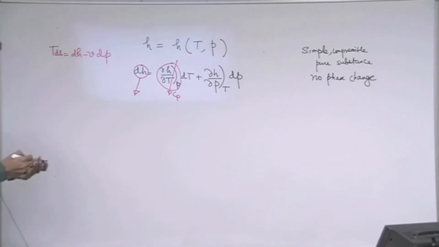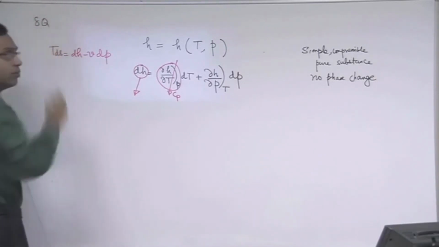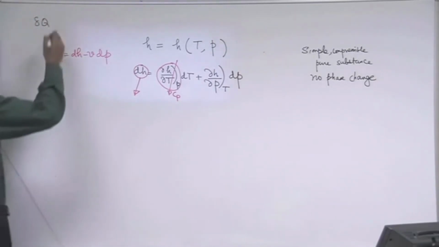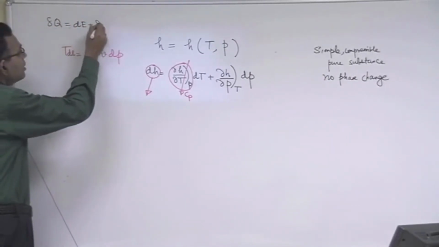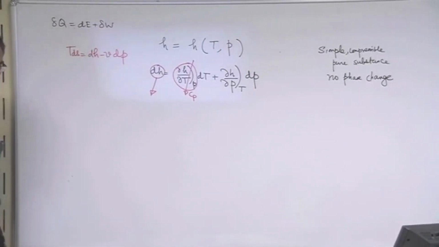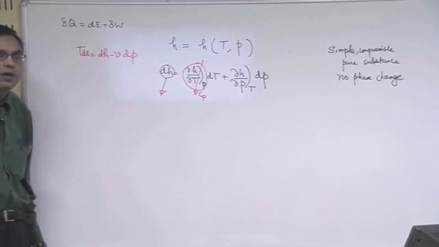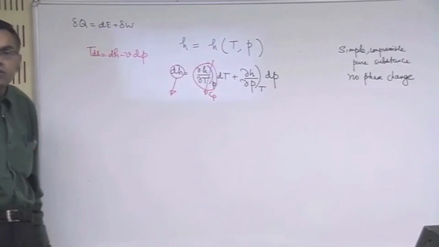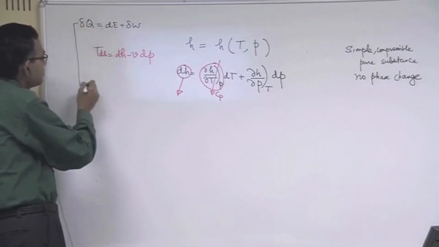To establish this equation, it is very straightforward. We start with del Q is equal to dE plus del W, okay. What is this? This is the first law of thermodynamics for a system undergoing any process, for a control mass system undergoing any process. So, we will start with this.